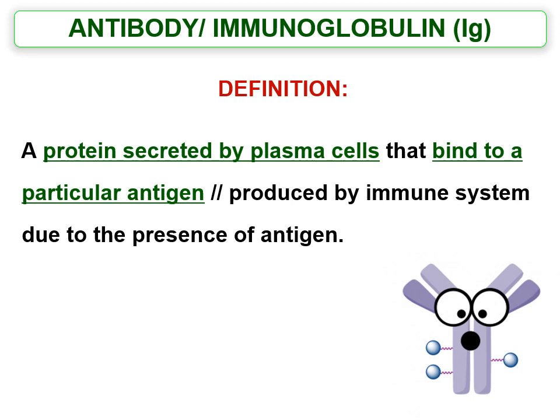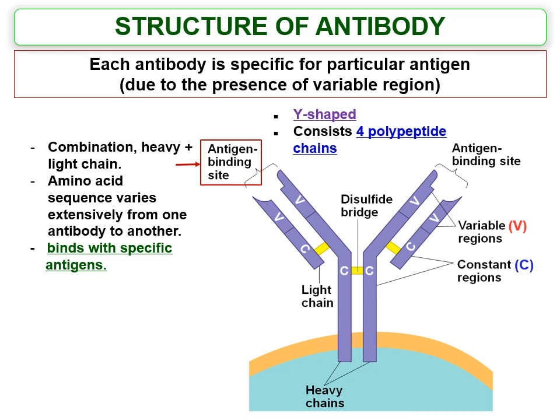Definition for antibody or immunoglobulin, Ig, is a protein secreted by plasma cells that binds to a particular antigen, produced by the immune system due to the presence of antigen. Structure of antibody consists of 4 polypeptide chains, which are 2 identical light chains, short polypeptide chains, and 2 identical heavy chains, long polypeptide chains, held together by disulfide bridges.